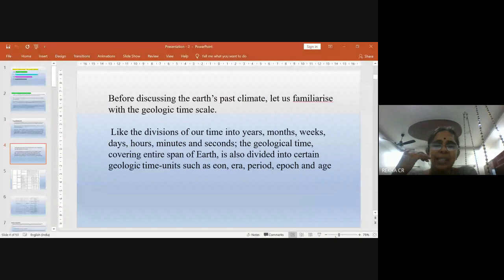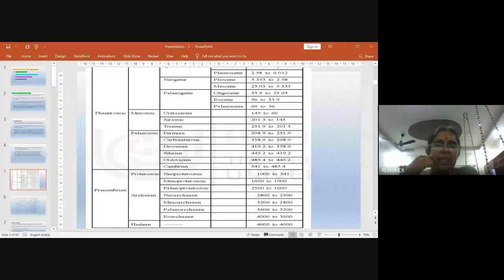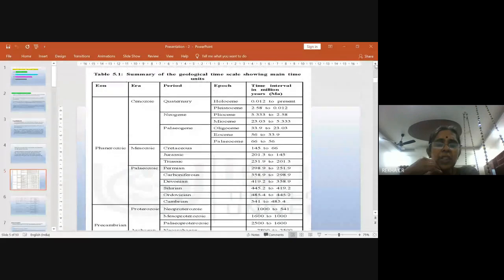As time is divided into years, months, weeks, days, hours, minutes, seconds, etc., even the geological time is divided. This table of the geological time period is a summary of the geological time scale showing the main time units, where it is divided into eon, era, period, epoch, and time interval in million years.